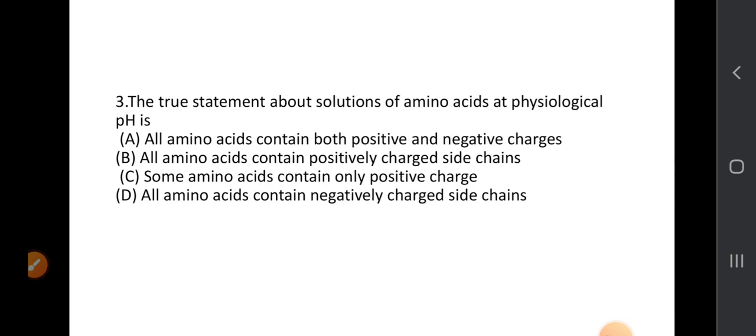Third question. The true statement about solutions of amino acids at physiological pH is: A, all amino acids contain both positive and negative charges; B, all amino acids contain positively charged side chains; C, some amino acids contain only positive charge; or D, all amino acids contain negatively charged side chains. Again, pause the video and write your answer.